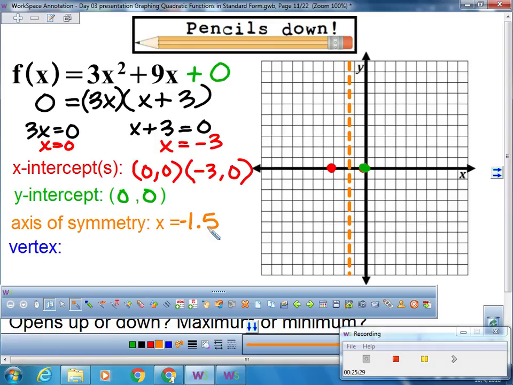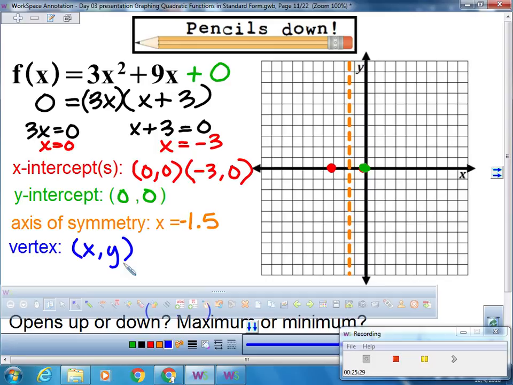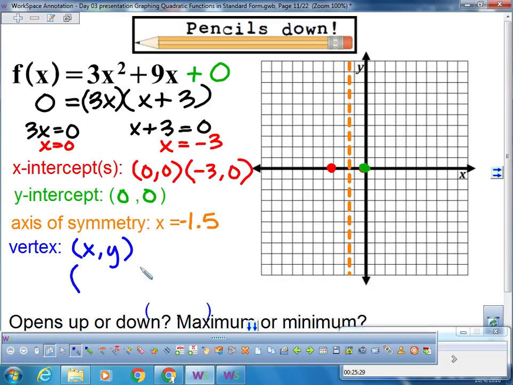How do I find my vertex? Well, your vertex is an x comma y. And isn't your vertex also located somewhere on this axis of symmetry? So I technically already have half of my vertex done. I already know that my vertex, the x value, is going to be 1.5. So now I just have to find the y. So how would I find the y? You've got it right here, guys. Either here or here. Which one would you rather do? Because they're both equivalent.